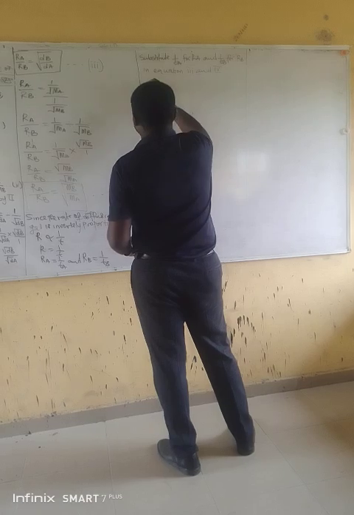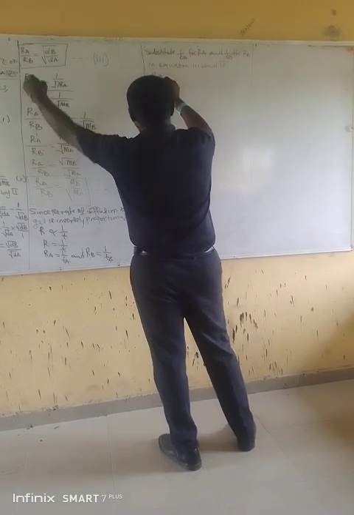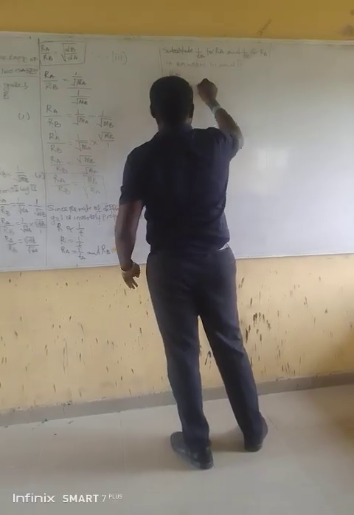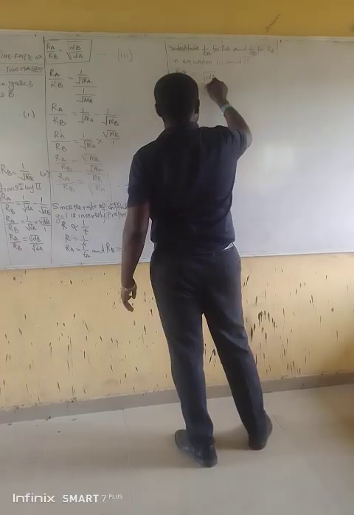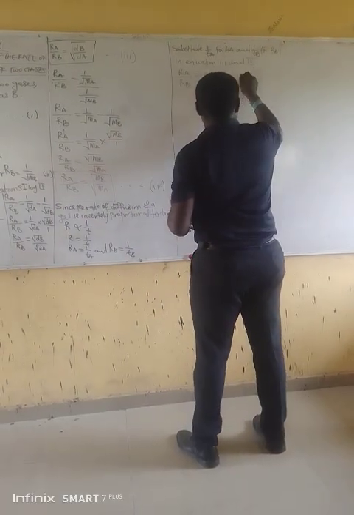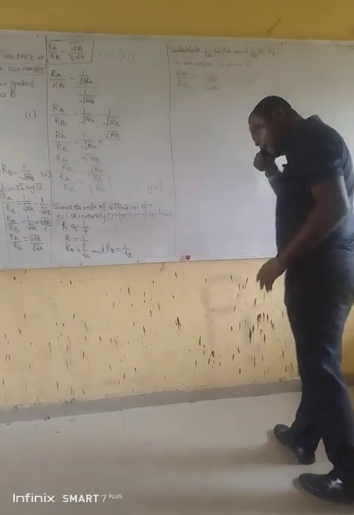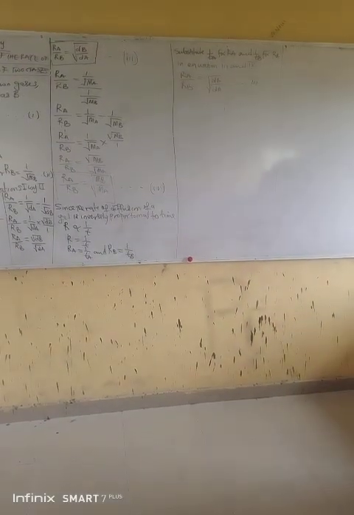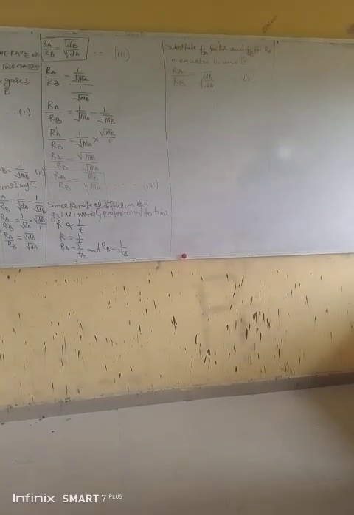So what is equation 3? I have RA over RB, which is this, is equal to square root of DB over DA. Am I still correct? This one was equation 3. Is that so? Now, let me load this thing with this thing.